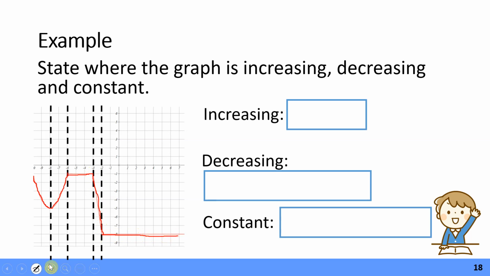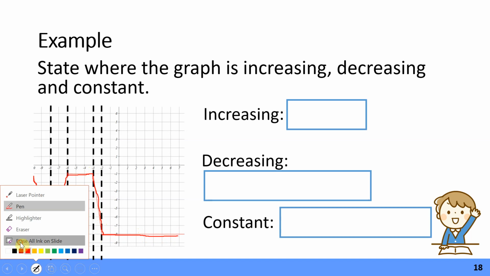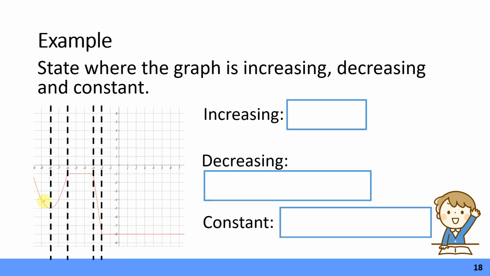So I cut my graph into pieces. And then I'm just going to label what I said was happening. So from here to here, I was decreasing. From here to here, I was increasing. From here to here, I remained steady or constant. From here to here, I was falling down, so I was decreasing. And then from here to here, my little roller coaster was just steady or constant.